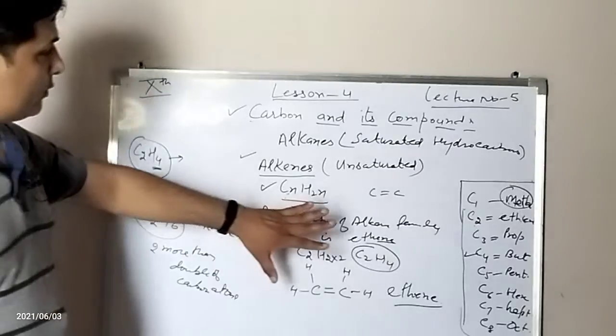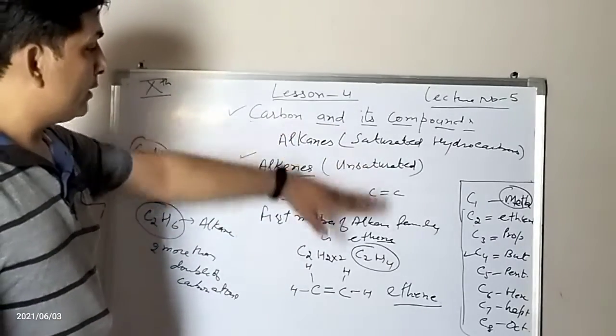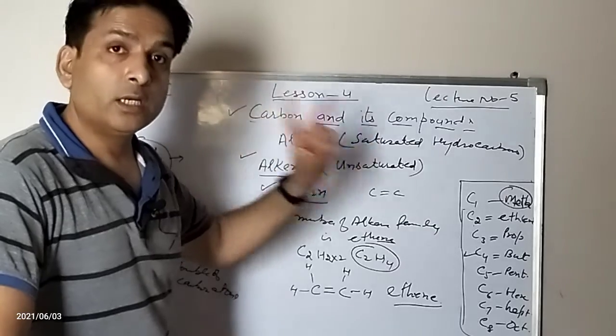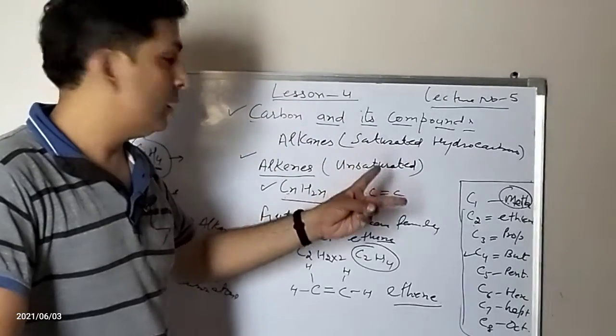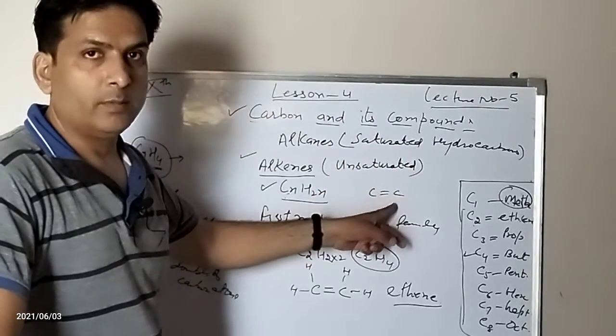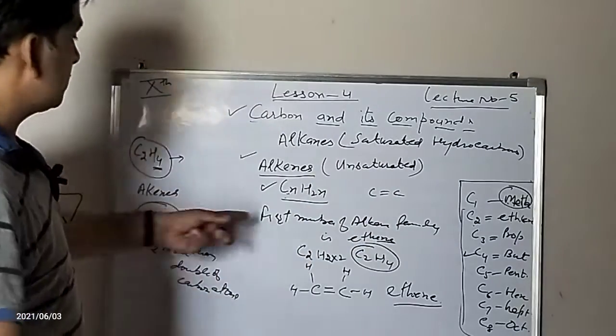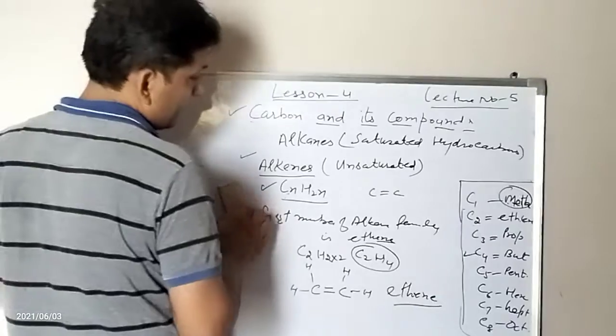Which is the first member of the alkene family? That is ethene, because it requires another carbon atom; only then can it make a double bond with another carbon atom. If it is one carbon, how can it make a double bond? Therefore, the first member is ethene.